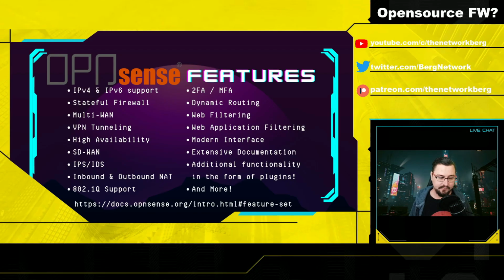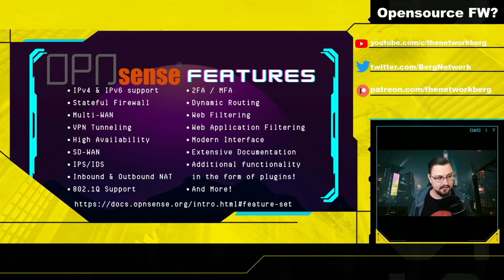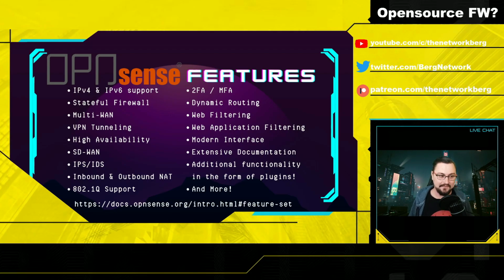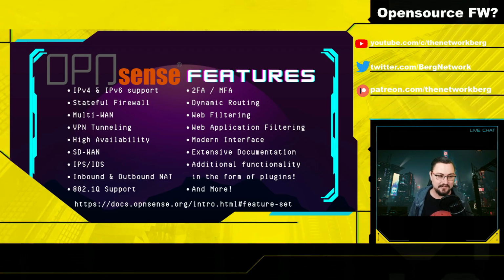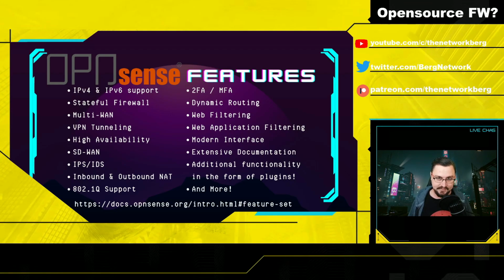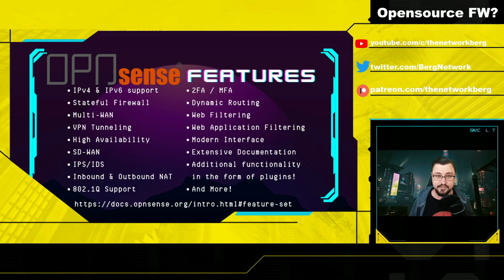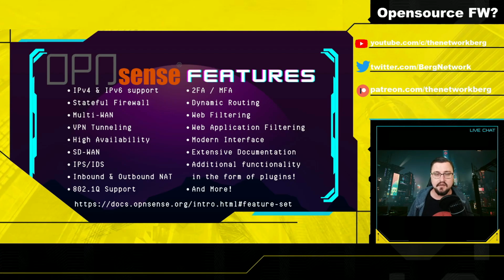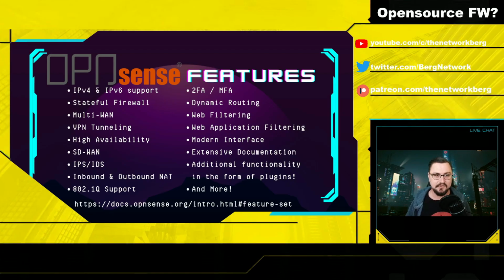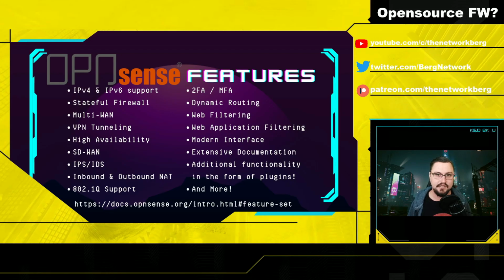You're supposed to have IPS. It does NAT. It does VLANs. Like, the whole list is here for you to read through, but I have placed a link at the bottom of both of the slides where you can look at the feature sets for both firewalls. But in essence, they can both do what the other one does. So feature wise, you shouldn't have any issues.